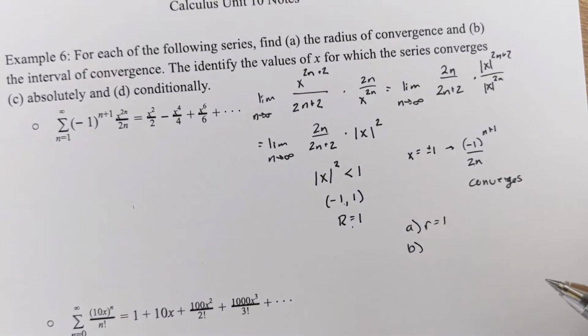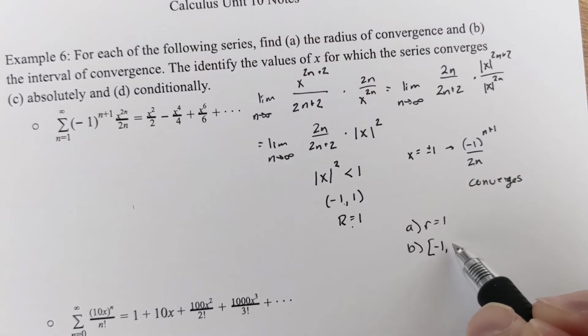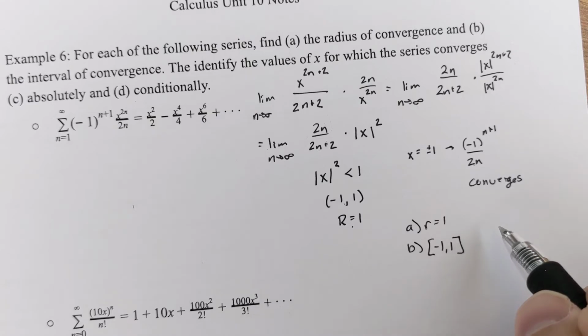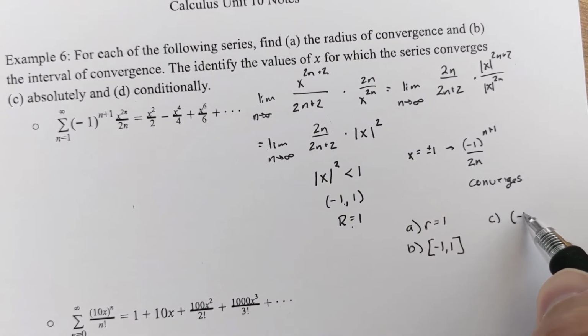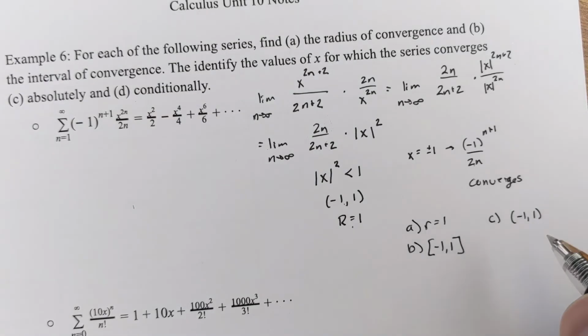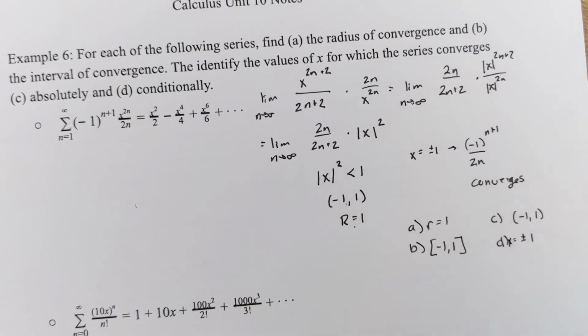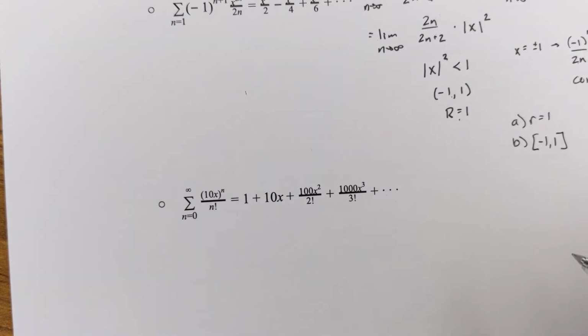For B, the interval of convergence is -1 to +1 because it converges at the endpoints. C, absolutely, was -1 to +1. And D was at the endpoints. Okay. So let's see here. We got this guy.